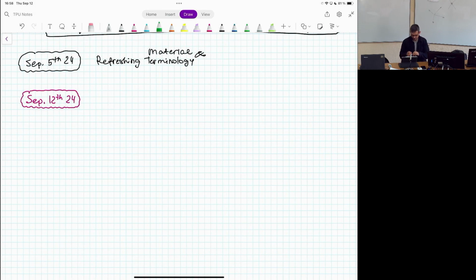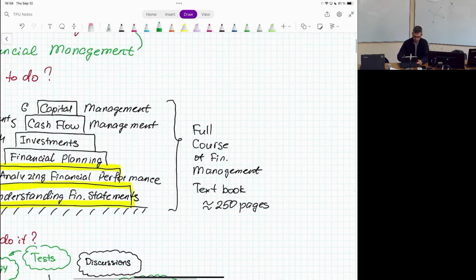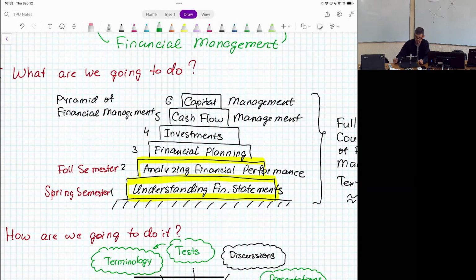We begin the next section of studies. If we go all the way back to the beginning of our course, remember when we talked about what we're going to study, I said that in the first semester we study Introduction to Financial Management and Financial Statements. We refreshed the terminology. Now we are ready to study the second block for the second semester, which is Analyzing Financial Performance. Let's translate this. What is analyzing financial performance?